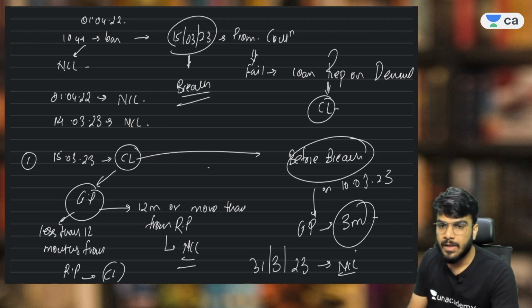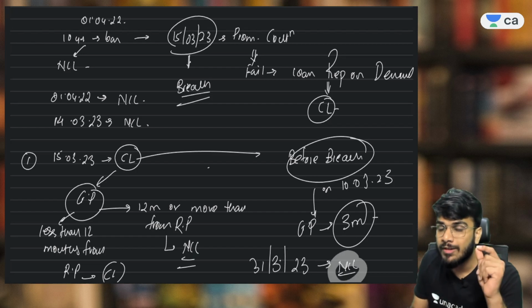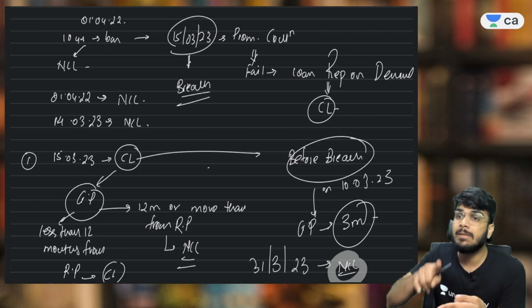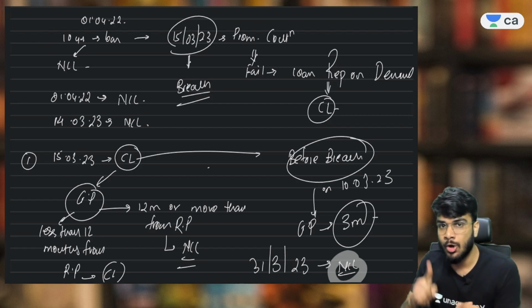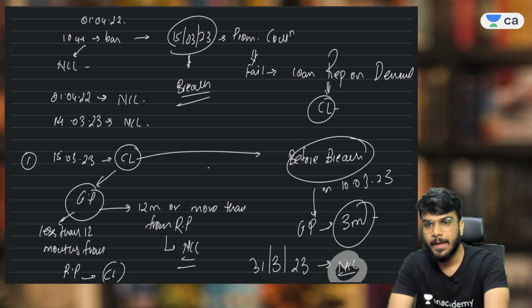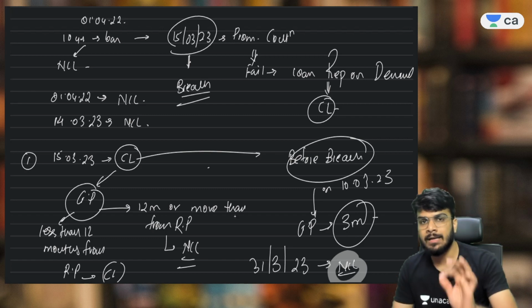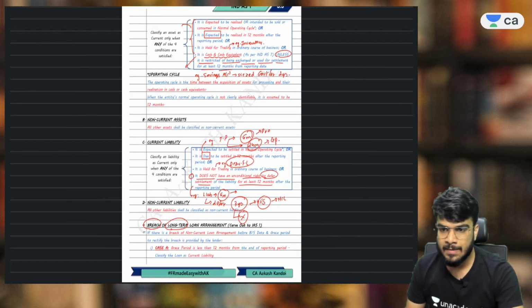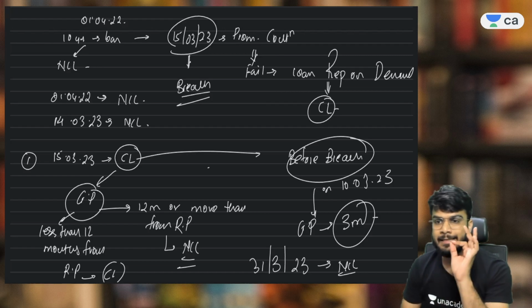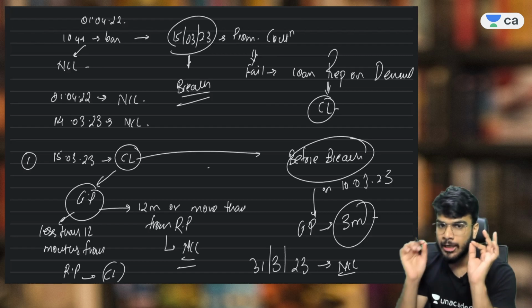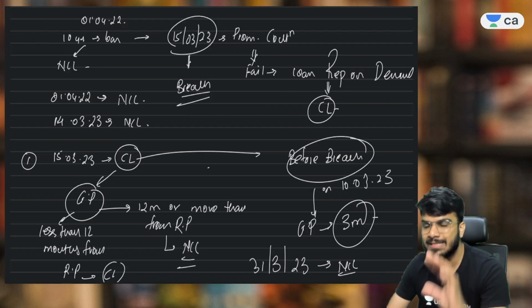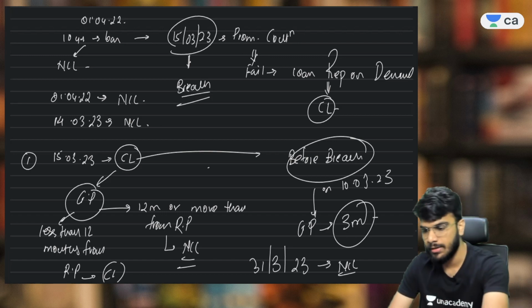Why? Basically, you will have to say that the loan will retain its original classification because the breach has not yet occurred. Since the breach has not yet occurred, it will be classified as non-current. You need to remember this. I hope you are able to understand these concepts. So these concepts relate to IND AS 1. These are the three concepts which you need to keep in mind. If you are able to cover these three concepts, your IND AS 1 is sorted.